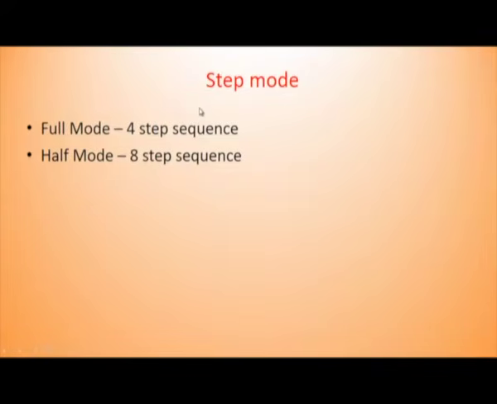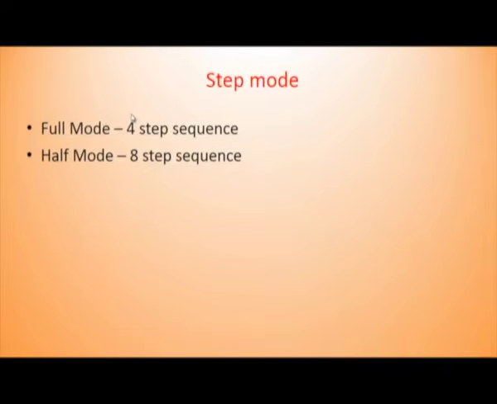Now we will discuss the step operation, how the stepper motor gives step operations. Basically, it has two modes of operation, either full mode or half mode. Full mode means that at the same time two stationary parts, that is the stator parts, are connected. So two stators are energized at a time, that is the full mode. In half mode, only one is energized at a time. For full mode, it needs a 4-step sequence.